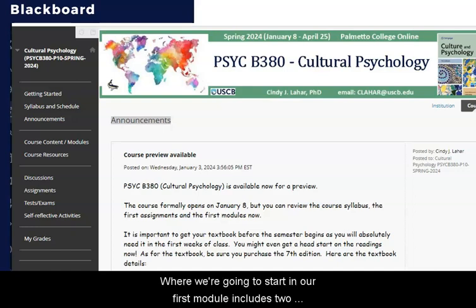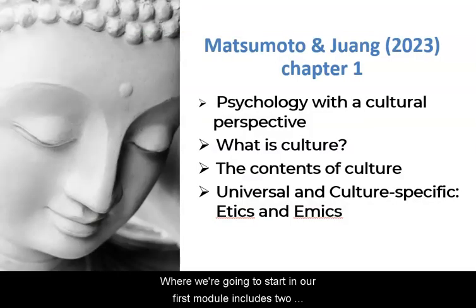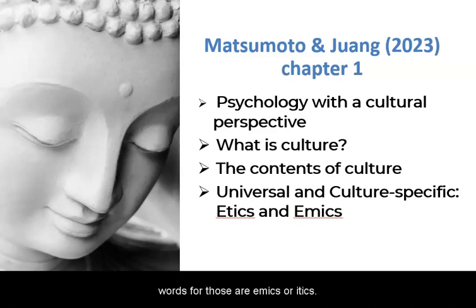Where we're going to start out in our first module includes 2 chapters. First, in chapter 1, we'll look at some of the generalities around what is culture, what are the contents of culture, and exploring that first idea that sometimes we have culture-specific content, and sometimes some things are quite universal, and the fancy words for those are etics and emics.